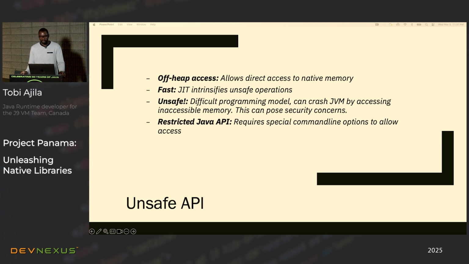But the drawback is that it's unsafe. It's inherently unsafe because there's no bounds checks. So you can overflow, underflow. It's very easy to crash the VM using this. And if you think about why Java became popular, it's that it provided safety. It kind of took away those concerns of dealing with raw memory pointers.